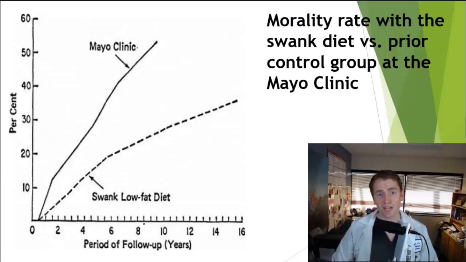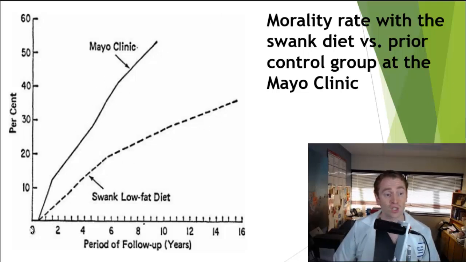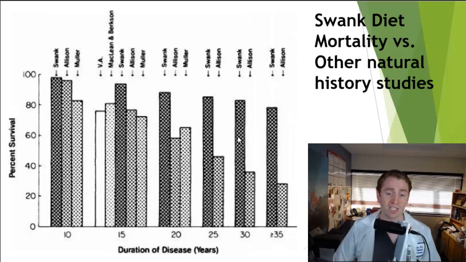And as I said, Swank didn't really have a control group, but he compared his patients to other published natural history studies. For instance, he looked at mortality rate in comparison to a historical control group with the Mayo Clinic, and you can see in the dotted line, Swank's patients had much lower mortality. He also compared them to several other natural history studies looking at survival percentages at 10, 15, 20, 25, 30, and 35 years, and you can see Swank patients in dark gray had much better survival rates at every time point.